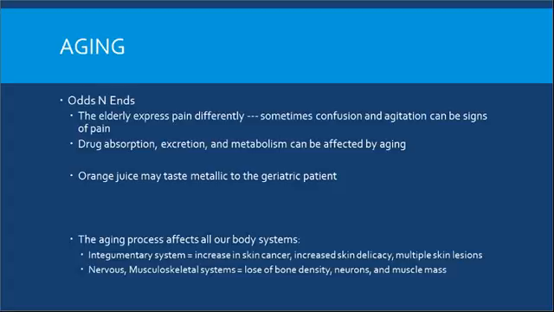A couple of things here I want you to remember for your quiz. In terms of the integumentary system, as we age, we get an increase in skin cancer, skin delicacy, meaning our skin is a lot more fragile, and we can develop multiple skin lesions. In terms of the nervous and the musculoskeletal systems, there's a loss of bone density, a loss of neurons, and also a loss of muscle mass.